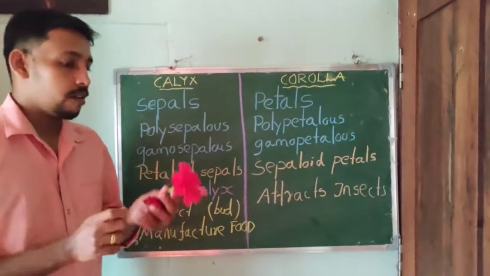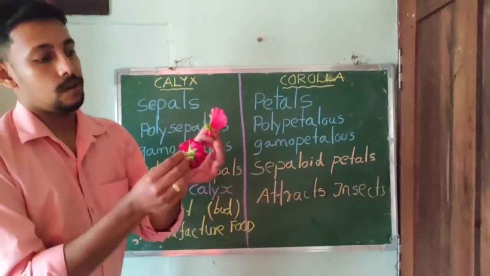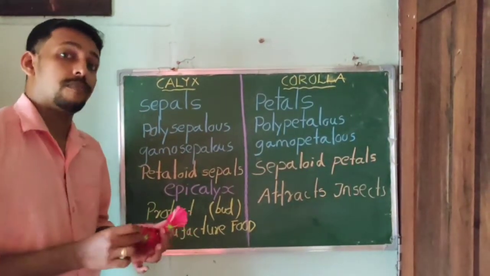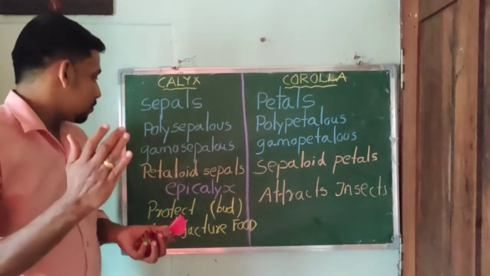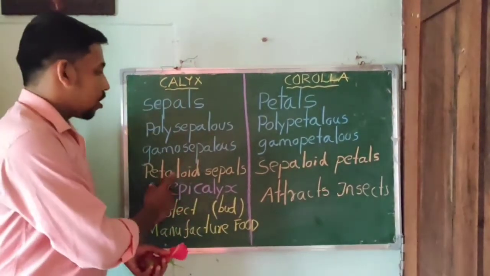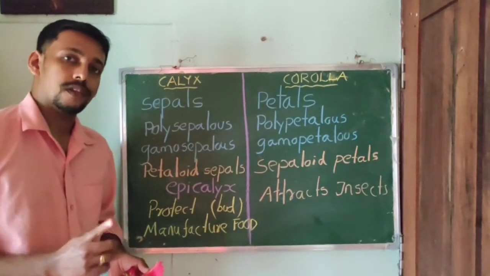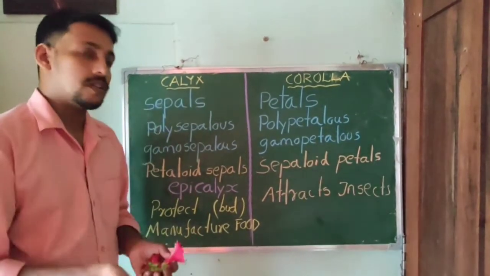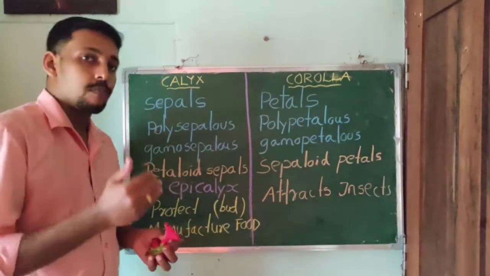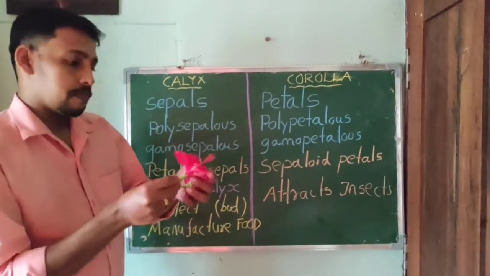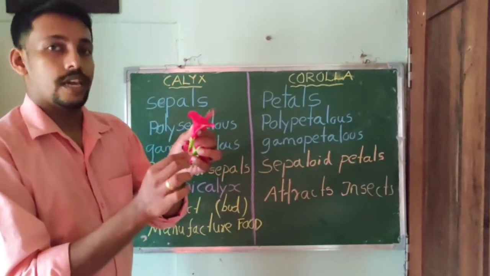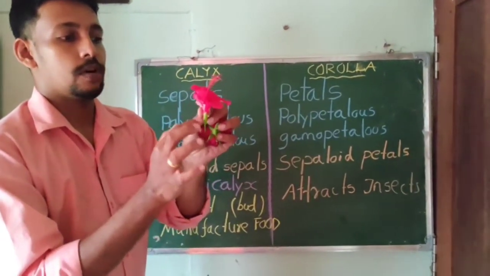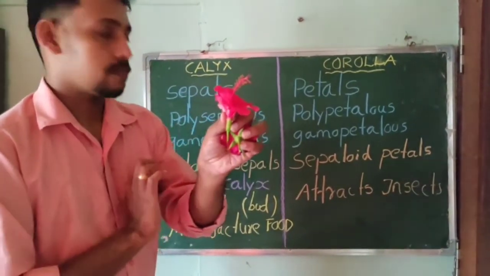Usually the sepals are green in color, as you can see here. But in some flowers they may be brightly colored. At that time they are known as petaloid sepals. And in some flowers there may be an additional whorl just below the calyx. That is known as the epicalyx.